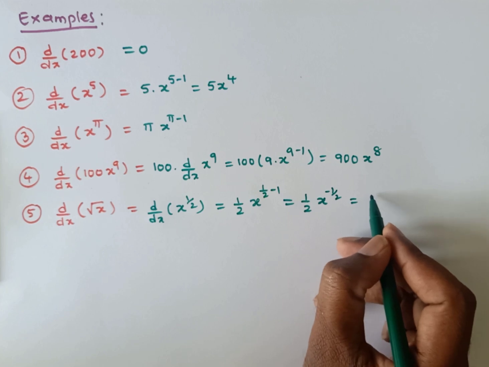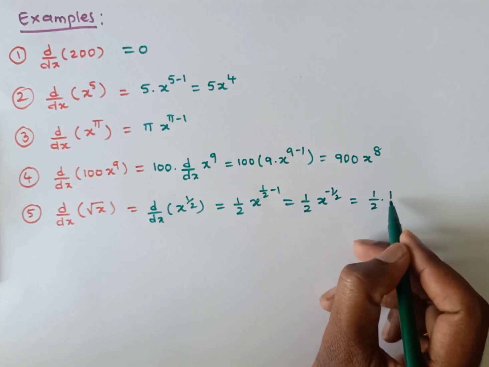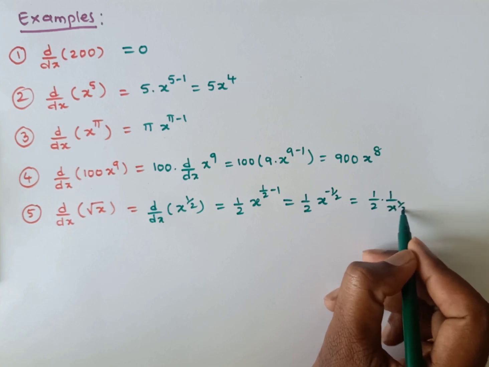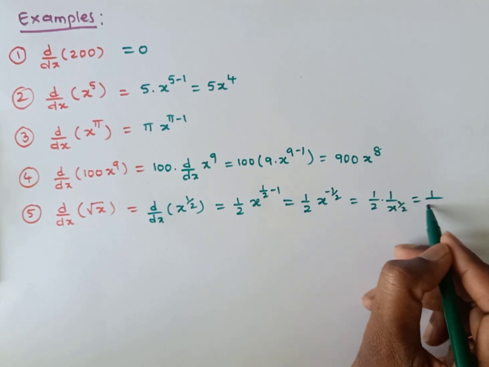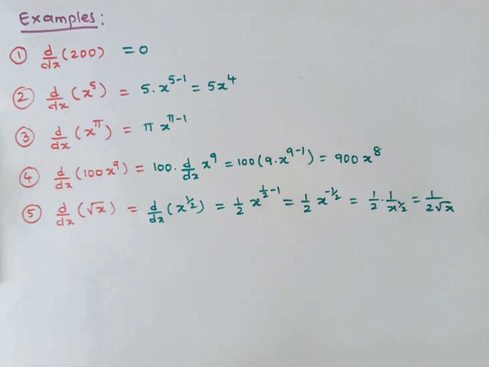So we can write it as 1 by 2 into 1 by x to the power of 1 by 2. So finally it is 1 by 2 root x. We already know the derivative of root x is 1 by 2 root x. So I used the formula, and the answer from the x to the power of n formula should come out the same. The answer for the derivative of any function is unique only. Whether you use the formula or the first principle of derivative, no issue, the answer should be unique.